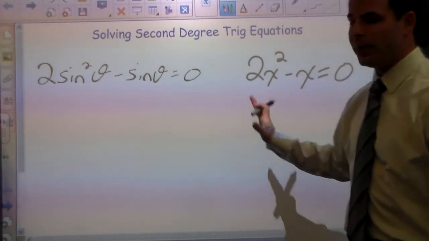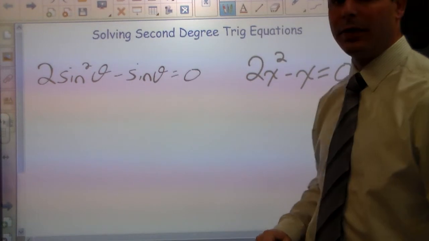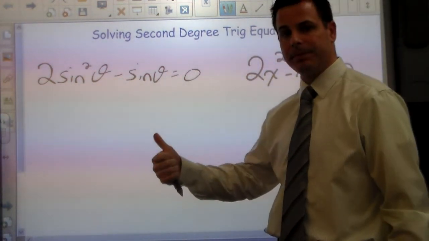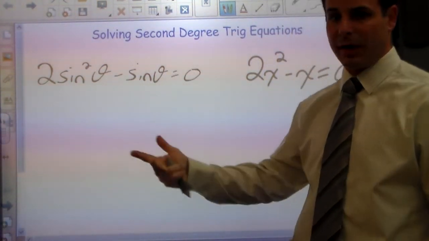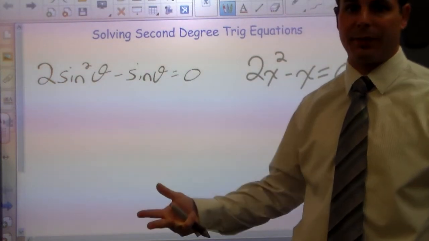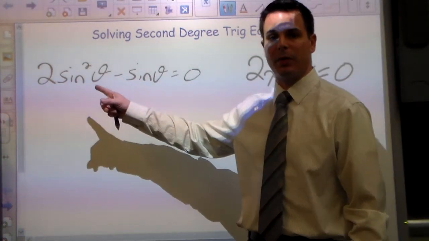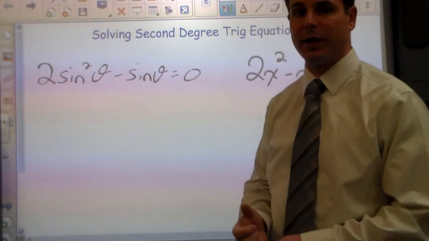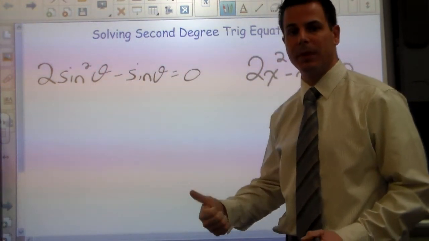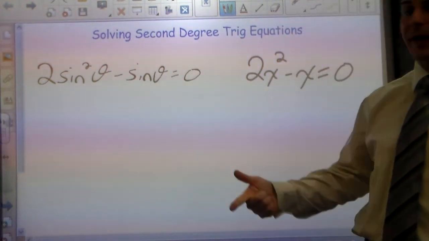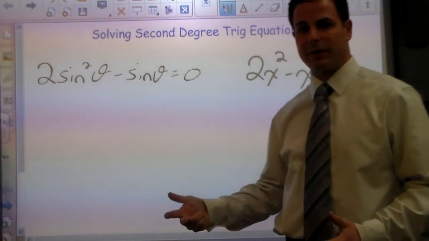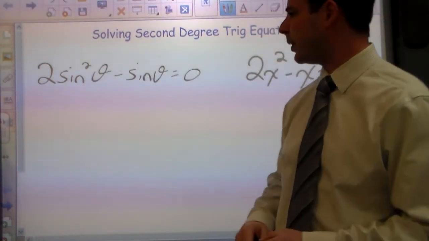The way we solved second degree equations in the past was standard form, factor, set each factor equal to 0, solve for x. We're going to do the same thing here with sine, with cosine, and with tangent. You're going to put it into descending order. You're going to factor it. You're going to set each factor equal to 0, and you're going to solve separately.